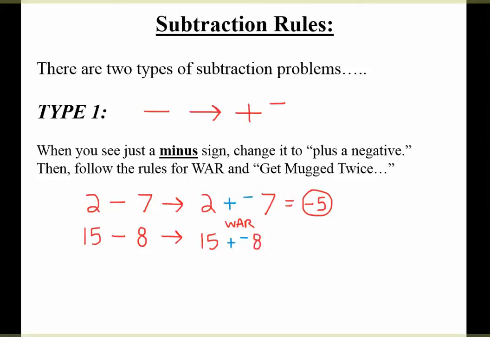Is that war or get mugged twice? Well, we have another war here. This time the positives win, and they win by 7. You can stick with second grade and just go straight to 7, but I want you to see that changing it to adding the opposite or changing it to plus a negative still works.